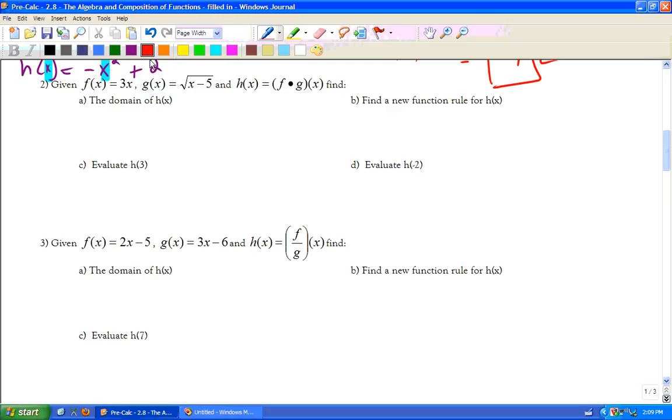Now we're going to look at what happens when we want to multiply or divide functions. Again, the domain of h of x. We start by taking a look at the domain of f of x, which is all real numbers, and the domain of g of x.